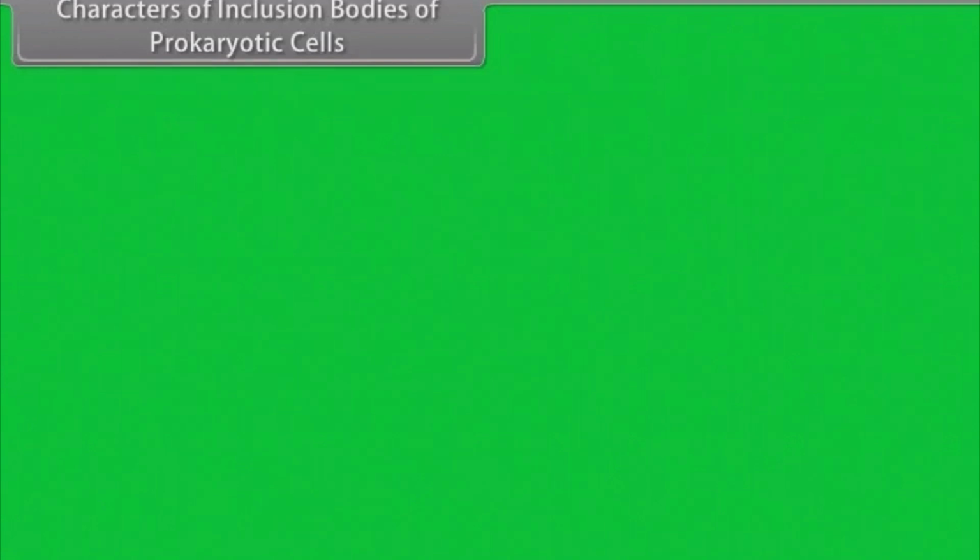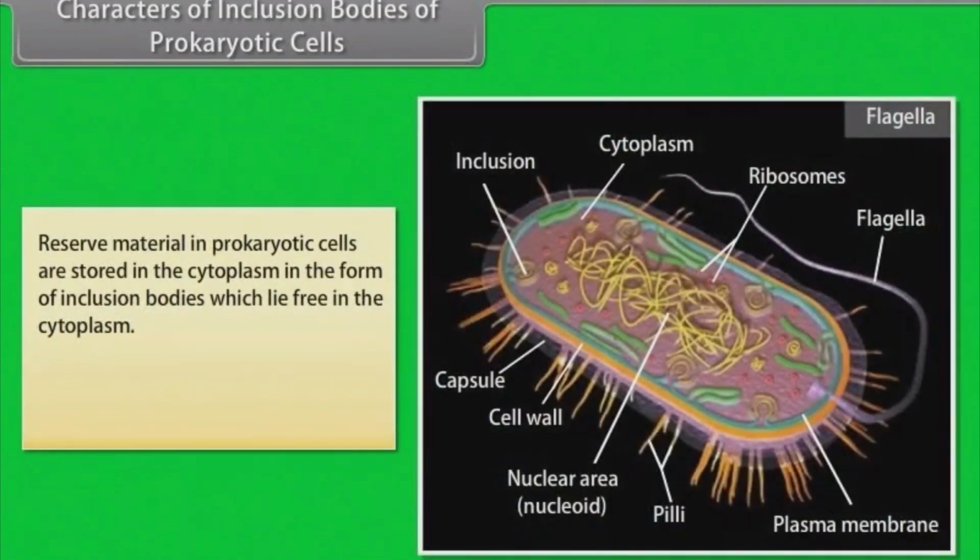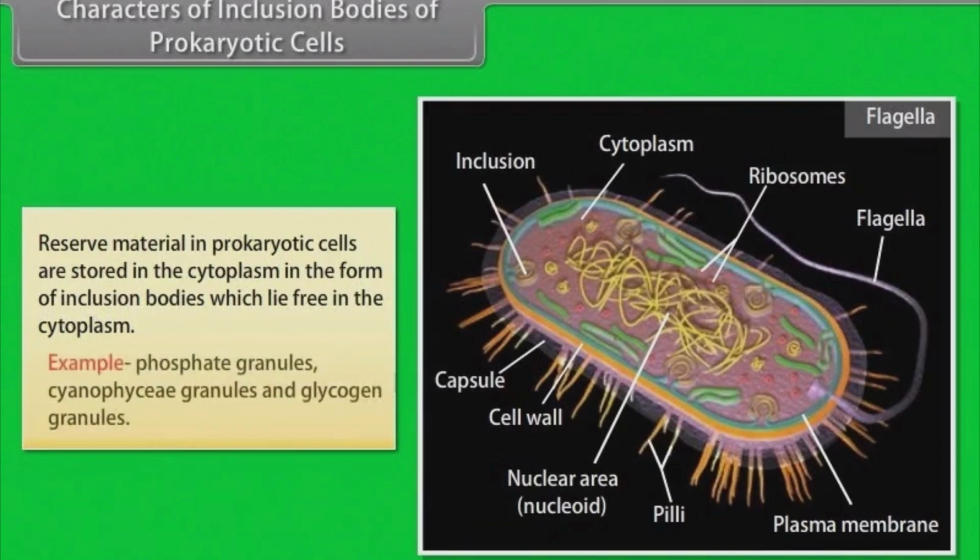Characters of inclusion bodies of prokaryotic cells. Reserve material in prokaryotic cells is stored in the cytoplasm in the form of inclusion bodies, which lie free in the cytoplasm. Examples: phosphate granules, cyanophycean granules, and glycogen granules.